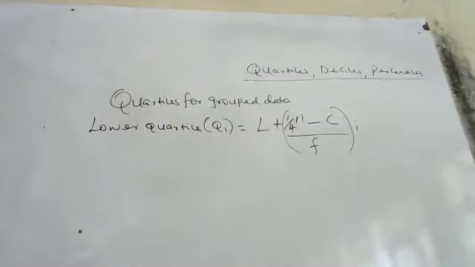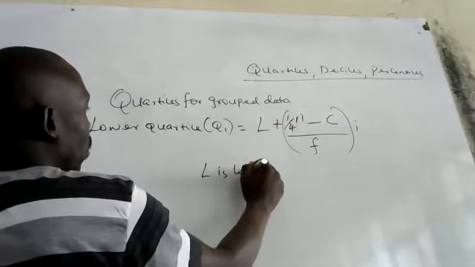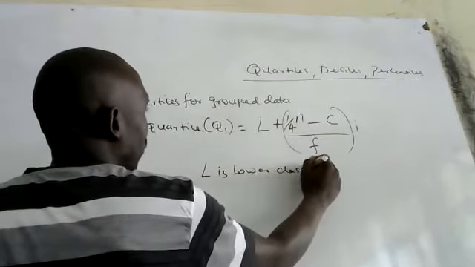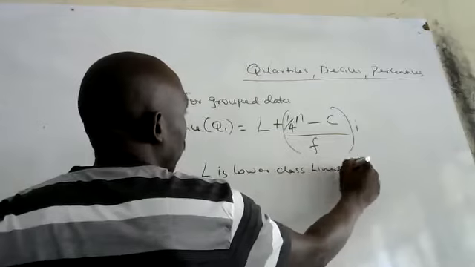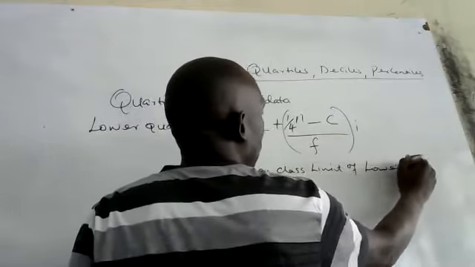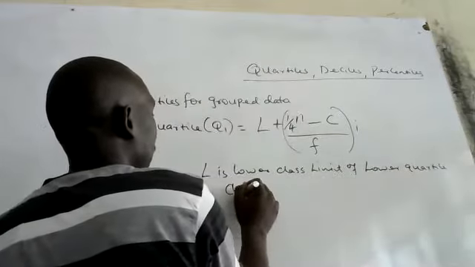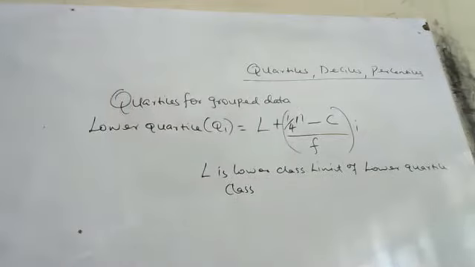For the lower quartile, it is 1/4 N. Remember the median is N over 2, but for the lower quartile, it is N over 4, or 1/4 N. Remember, L is the lower class limit of the lower quartile class.